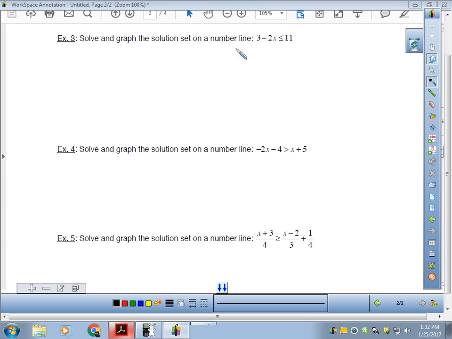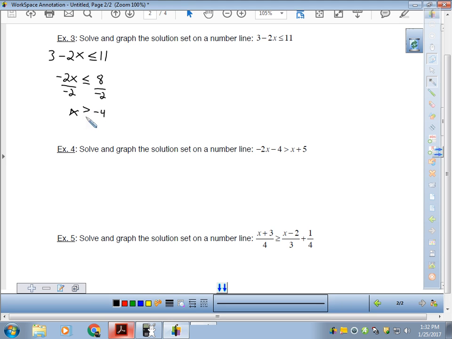Example 3 asks us to solve and graph the solution set on the number line. We have 3 minus 2x less than or equal to 11. First thing we'll do is subtract the 3 over. So I'll have negative 2x is less than or equal to 11 minus 3, which is 8. And the next thing to do would be divide both sides by negative 2. Here the negative 2's would cancel out and we'd have an x. Over here, 8 divided by negative 2 would be negative 4. Because we divided by a negative, though, our inequality has to reverse, so now it looks like this. It's a greater than or equal to.